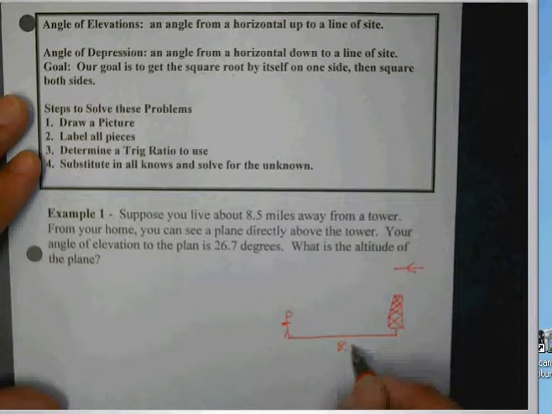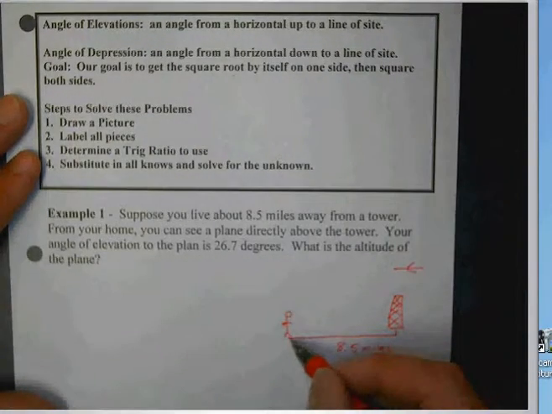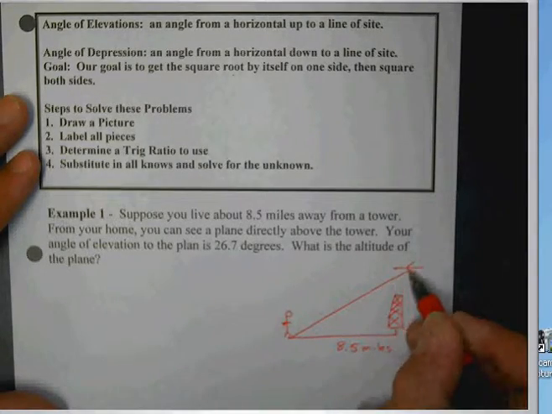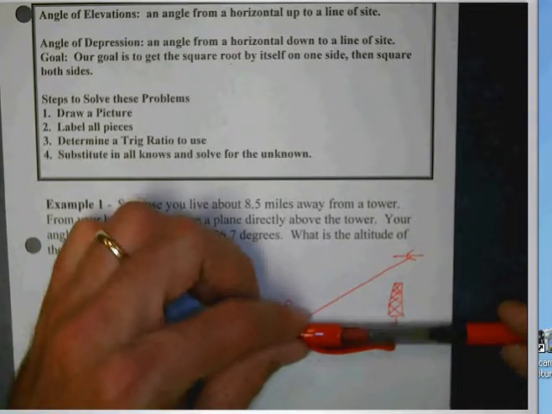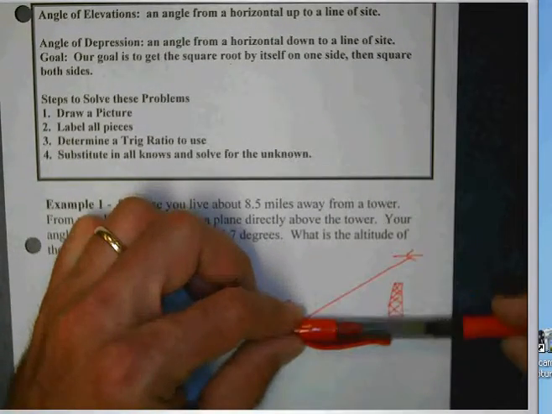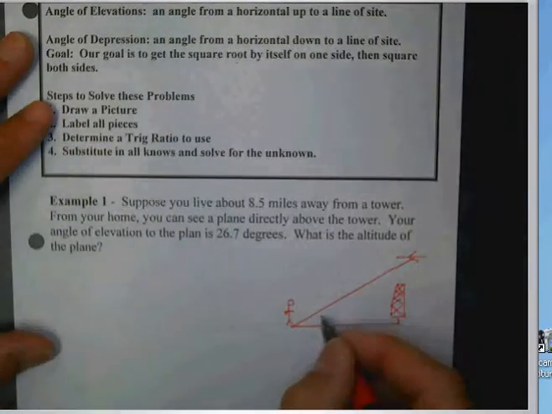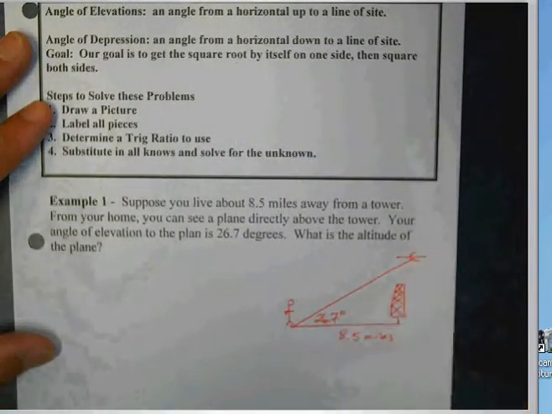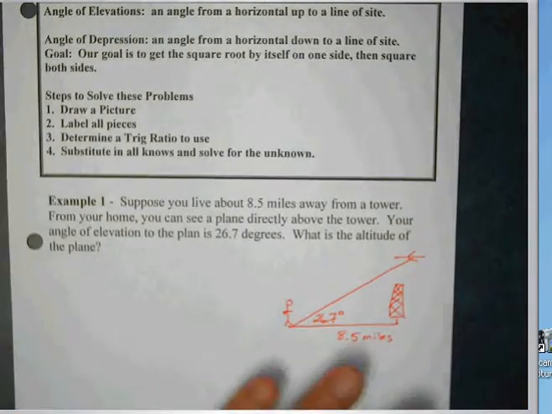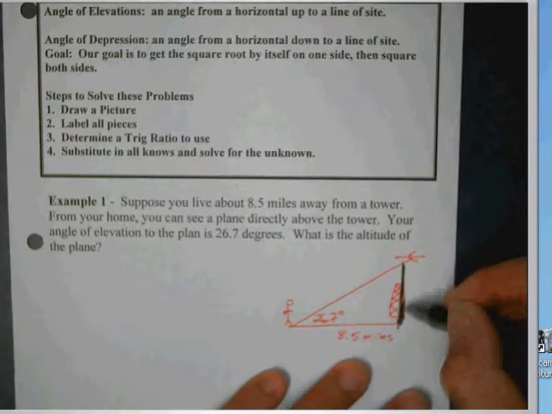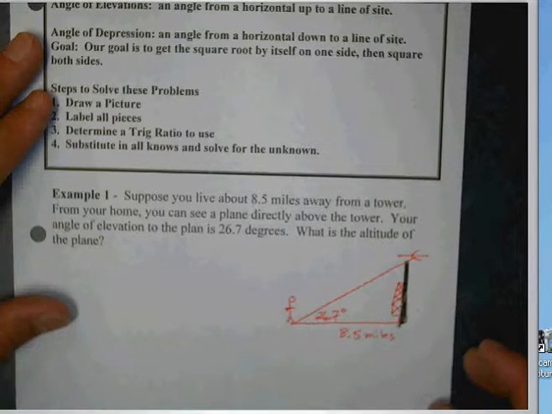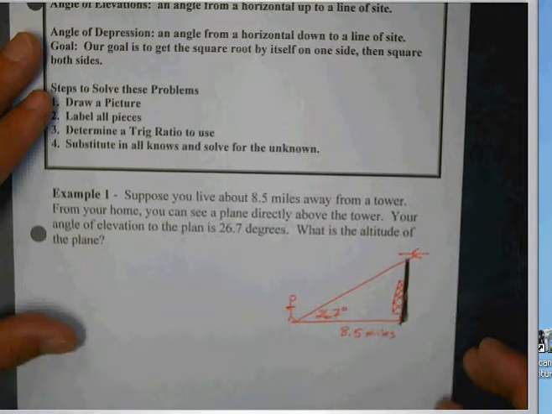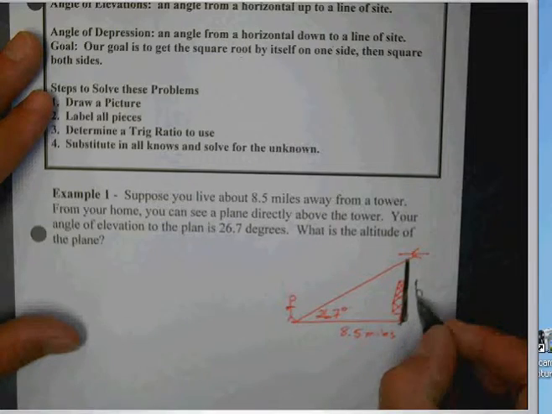The angle of elevation from where we are to the plane is 26.7 degrees. So from the horizontal up to the plane. So that's your angle of elevation. So let's fill that in with 26.7 degrees. And so the question is, what is the altitude of the plane? Do you guys know what variable typically is altitude? A. You ever heard of that? H is altitude? Yeah, for height. So H typically stands for altitude.